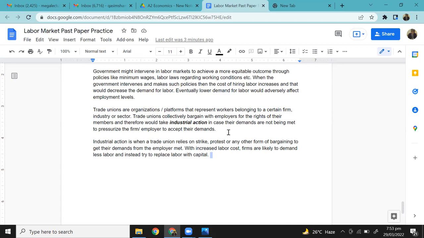Similarly, what happens in the case of trade unions? So first you explain what a trade union is and how trade unions operate. So you said that these are organizations who work for the rights of their workers, who are their members. Now, trade unions are doing the same thing as the government intervention was.